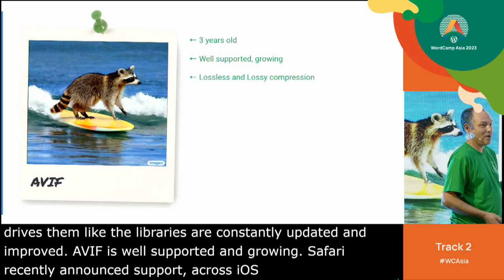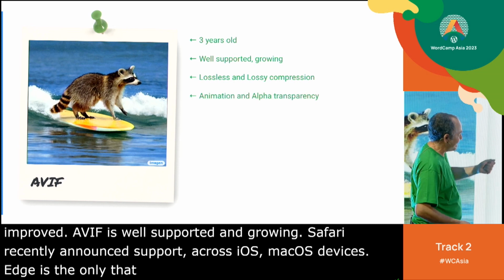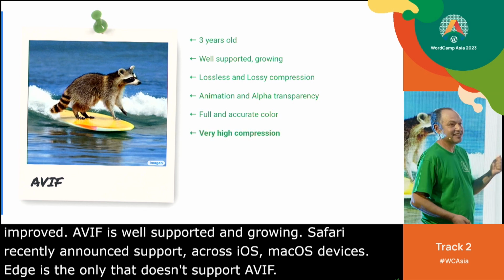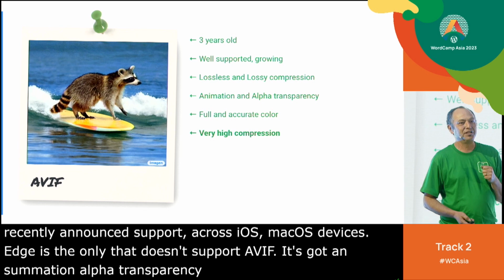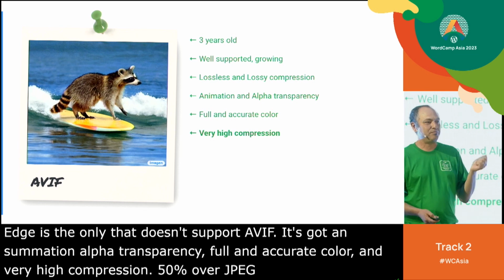It's, again, like WebP, got the lossless and lossy compression. It's got animation and alpha transparency. It's got full and accurate color. And it's got very high compression, 50% over JPEG in general. 50% improved compression over what we get currently with JPEG. So even better than what we have with WebP.